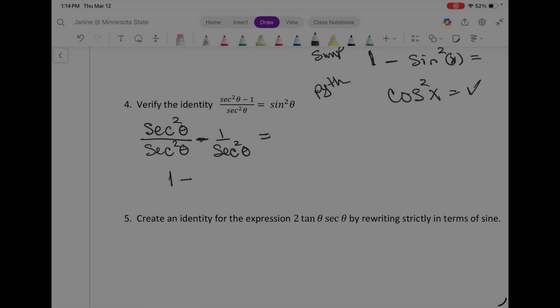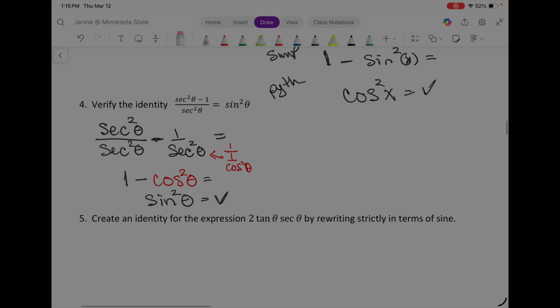Now we know that secant is 1 over cosine. And so I really have 1 over cosine squared. So if I simplify that, it's cosine squared theta. And I do know that 1 minus cosine squared theta is equal to sine of theta squared, which is what I set out to prove.